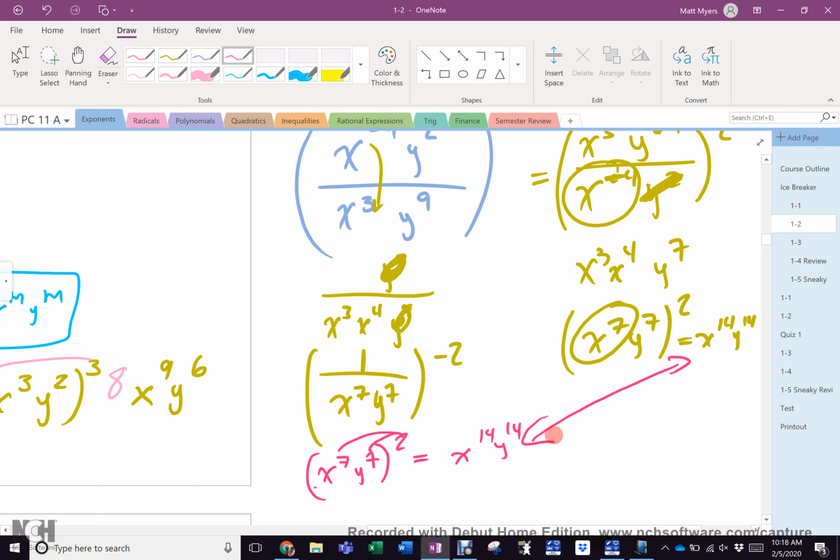Do you want to write the x14, y14, or the x7, y7 too? I'm sorry, what, Sophia? Which was the final answer? This is the final answer. You want it with as few numbers as possible. That's our goal, always.